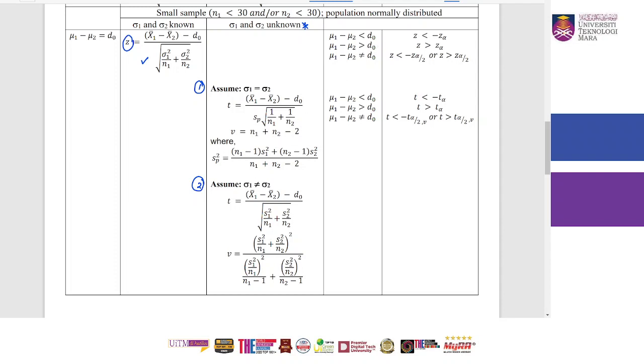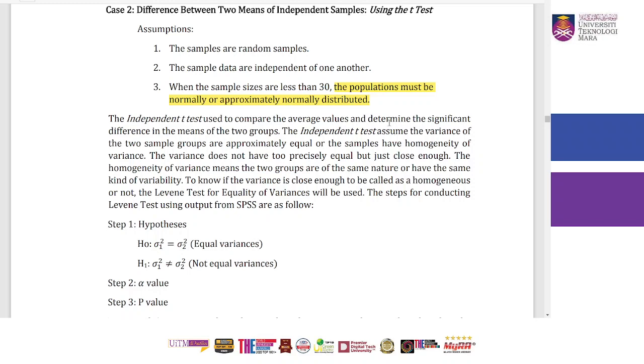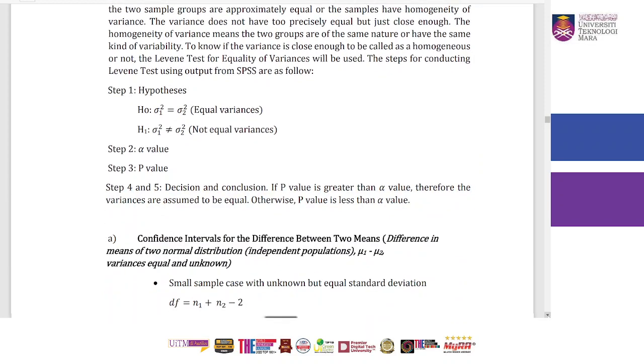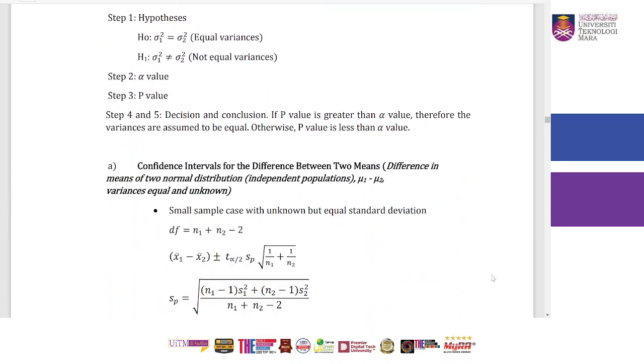Right. So kita go back to our manual. Okay, itu yang perlu kita buat dulu. So the first thing that you need to do is to check on the variances whether they are equal or not. Okay, ini dipanggil sebagai Levene test. So we call this Levene test. So Levene test is simply testing the hypothesis of equal variances against the alternative hypothesis not equal variances.